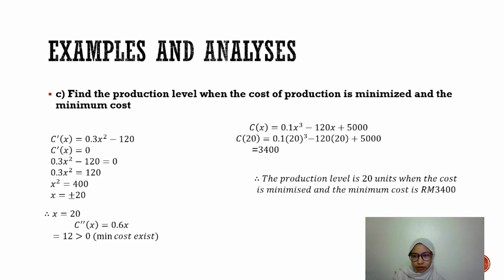Then the total cost is 0.1x to the power of 3 minus 120x plus 5000. We plug in 20 for x and we get 3400. So that means the production level is 20 units when the cost is minimized, and the minimum cost is Rm 3400.